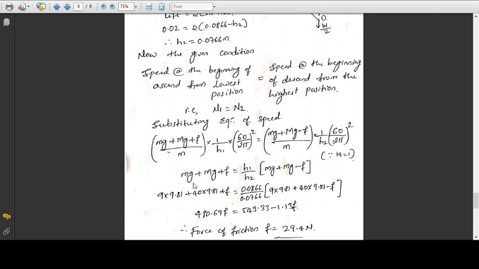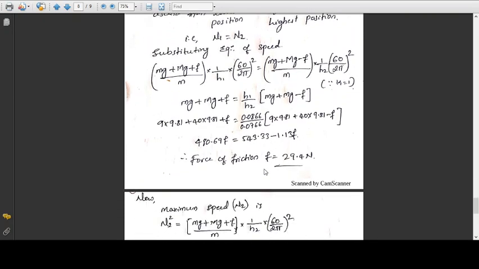Now after the simplification, you will get the equation as mg plus F is equal to h1 by h2 into (mg plus mg minus F). In this equation, you know the value of m, g is known, you know the value of capital M, that is the sleeve load. This F, that is the frictional force, is unknown here, and you have already calculated h1 and h2. So the only unknown is F. We need to substitute the known values, then simplify the equation to get the unknown value, in this case F. So the force of friction F equals 29.4 Newton.